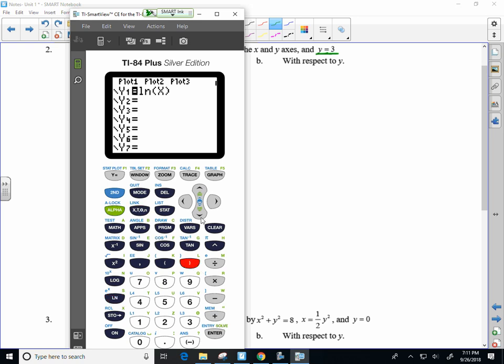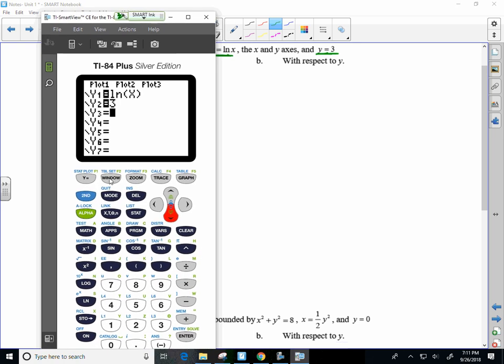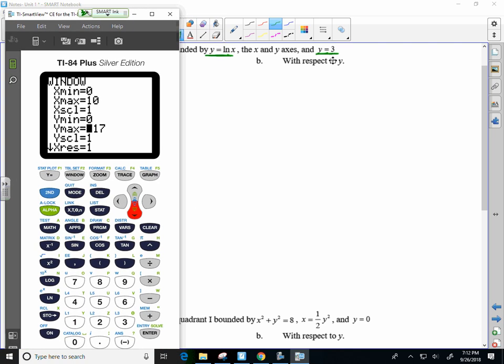Ln of x, and y equals 3. Without getting into Zoom Fit business, I think you can make some reasonable assumptions about what the window should look like. The x and y axes, so x min should be 0, y min should be 0. Y max, well, it's bounded by the natural log function and the line y equals 3. So it can't be much higher than 3. So maybe put in a 3, maybe put in a 4 to give yourself some wiggle room. If you're really concerned, put in a 5.